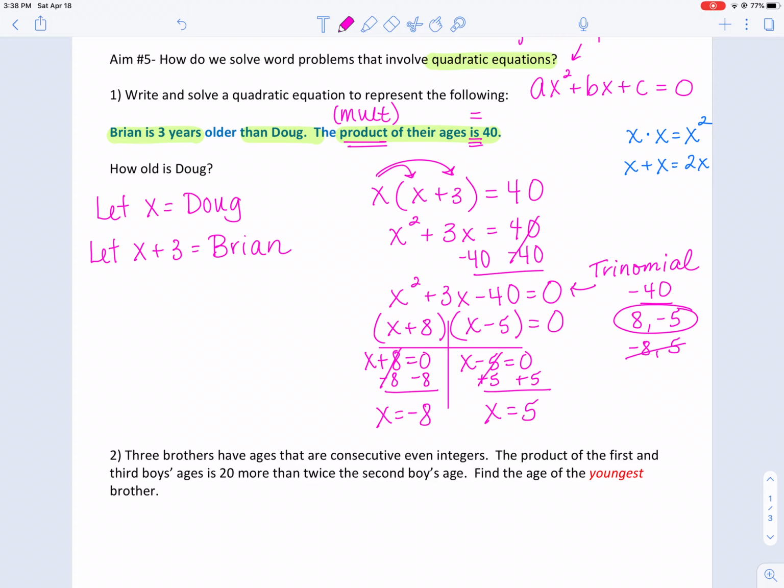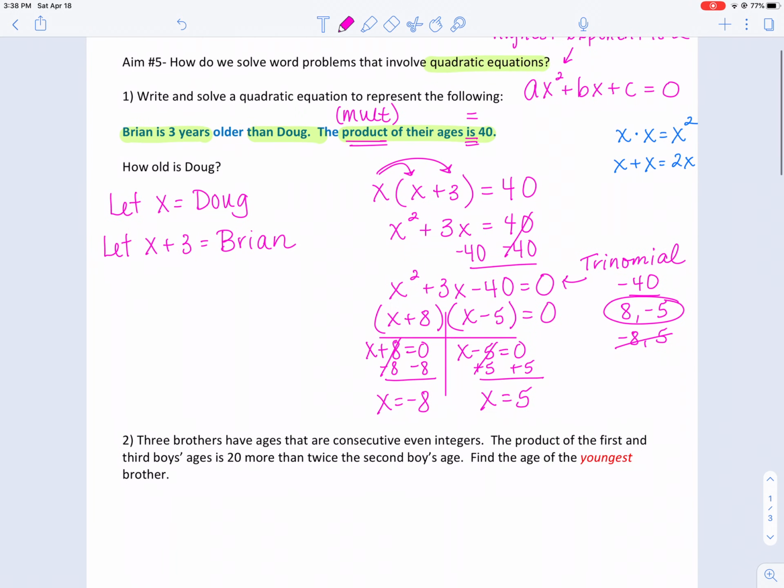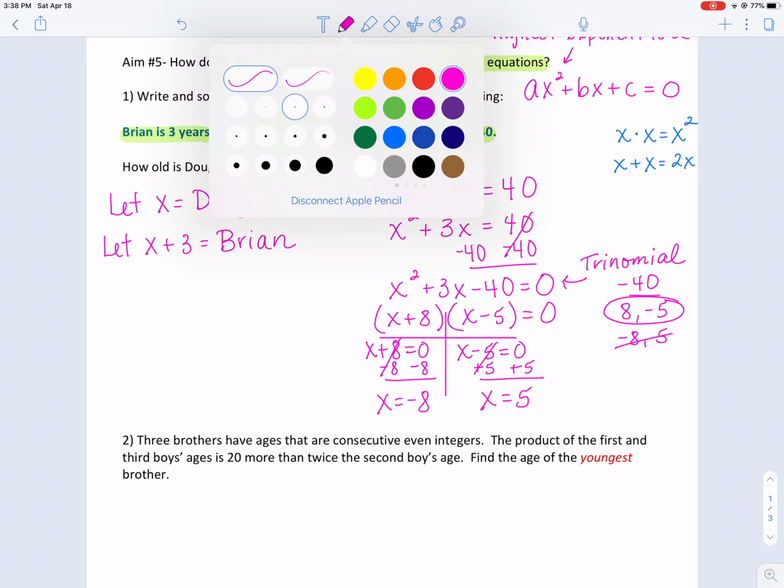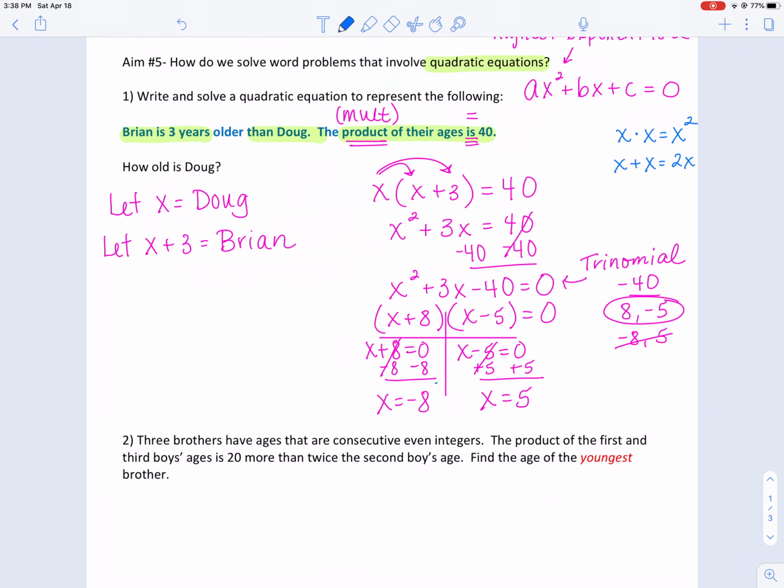So now let's just think about this. Normally, you would say, I'm done. I have 2 answers, negative 8 and positive 5. But in this situation, can Doug's age be negative 8 and positive 5? No. Which one can it not be? It can't be negative 8, okay? Age, when we're here talking about age, cannot be negative, okay? So we could kind of reject here that negative answer. That immediately gives me my answer that Doug's age is 5.